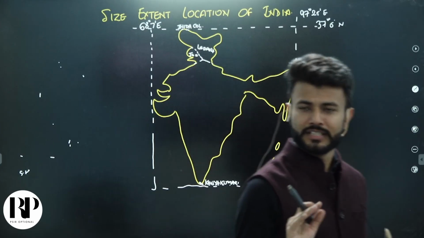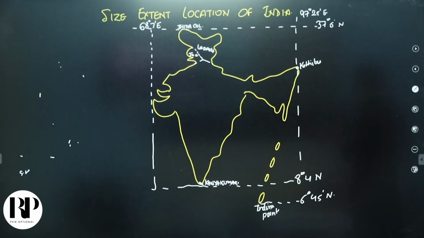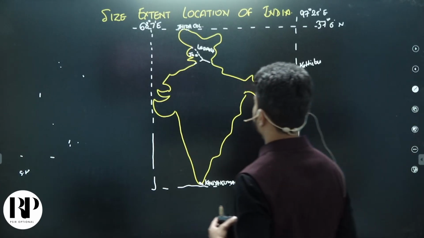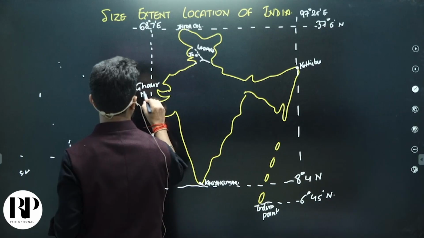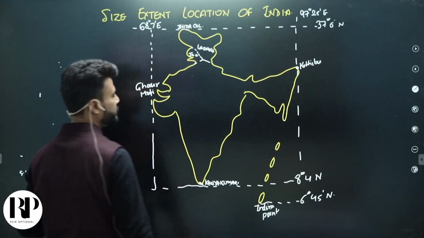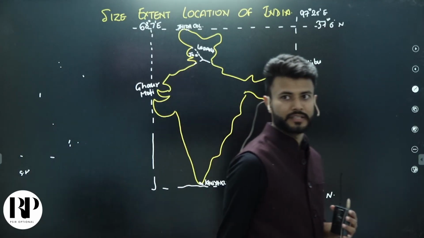ठीक है? Just the factual informations, will come to the analytical part later on. Okay. Here the westernmost location is Ghor Moti village, the westernmost village of India. After that, Pakistan.